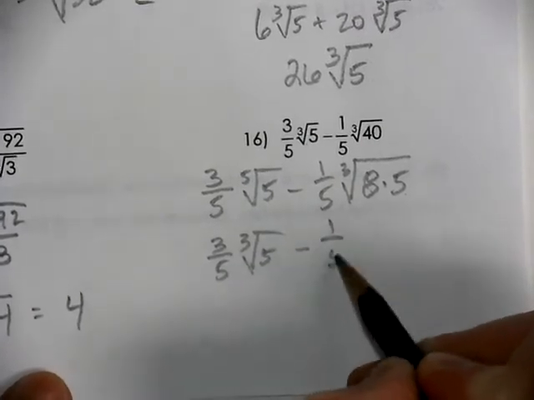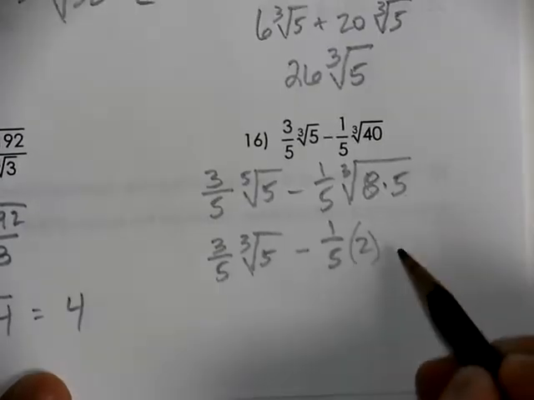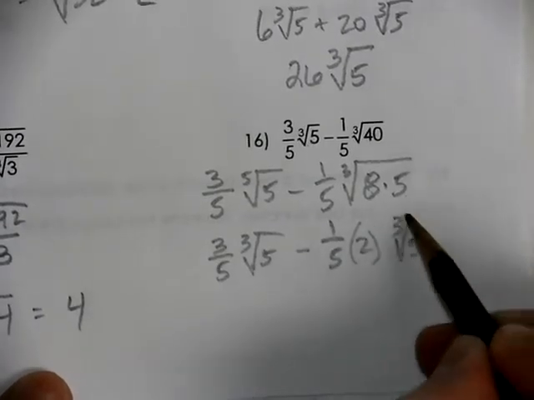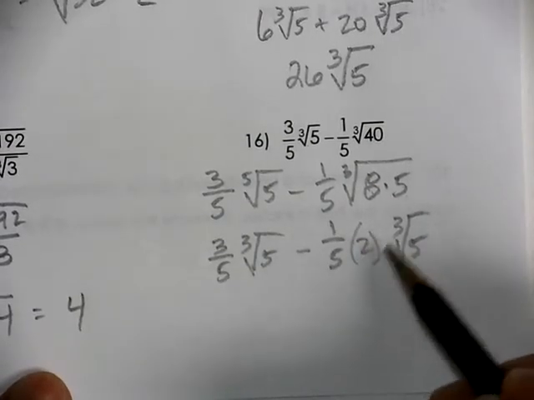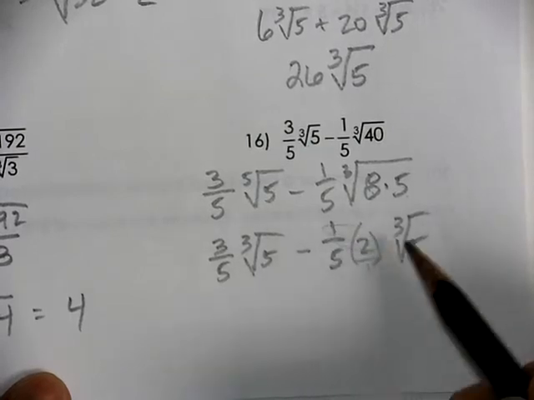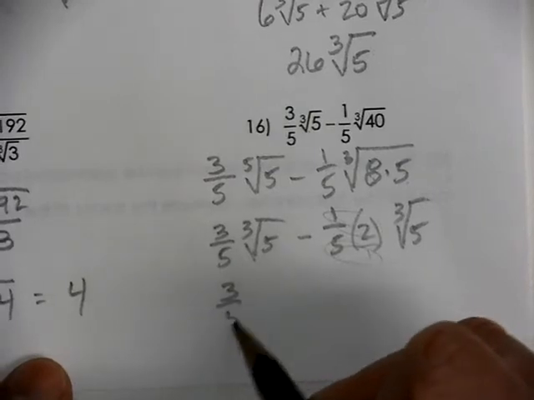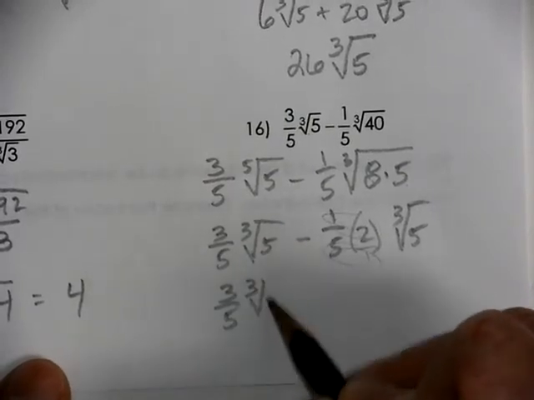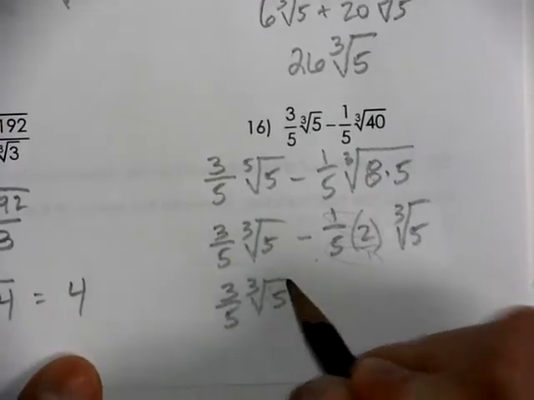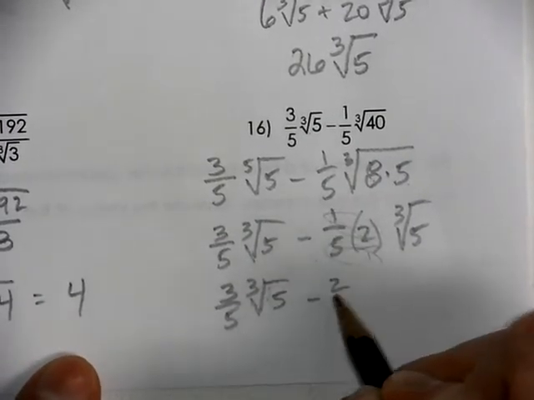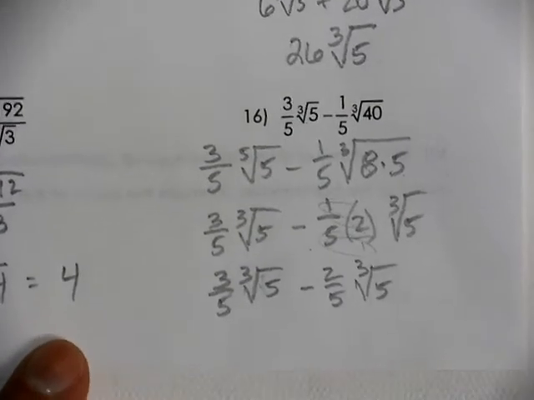Minus 1 over 5, the cube root is 2, and then you have the cube root of 5. The cube root of 8 is 2. When you multiply, you only multiply the top of the fraction, and the bottom of the fractions go together. So we have 3/5 times the cube root of 5 minus 2/5 times the cube root of 5.